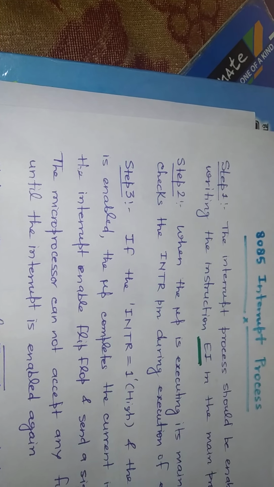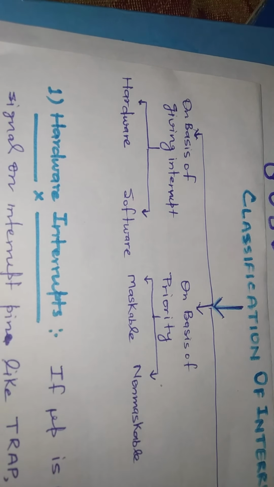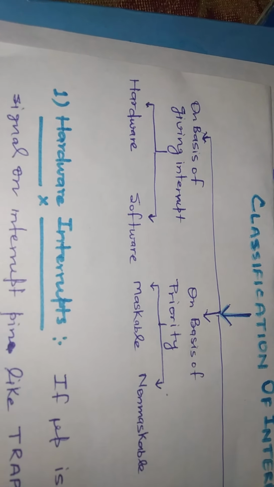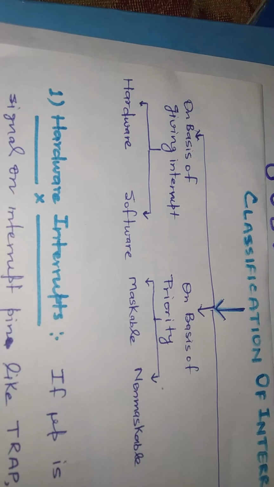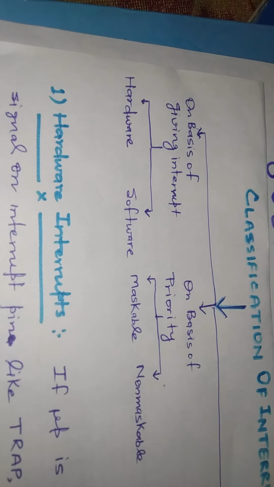First criteria is on the basis of giving an interrupt. What is the meaning of giving an interrupt? It means how an interrupt signal is initiated. If the interrupt signal is given at any hardware pin of the 8085 microprocessor, then that is called hardware interrupt. And if the interrupt signal is initiated through an instruction in the main program, then it is called software interrupt. So on the basis of giving interrupt, there are 2 types of interrupt, hardware and software.